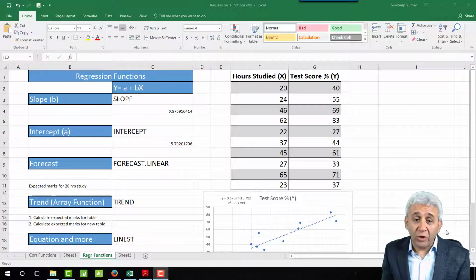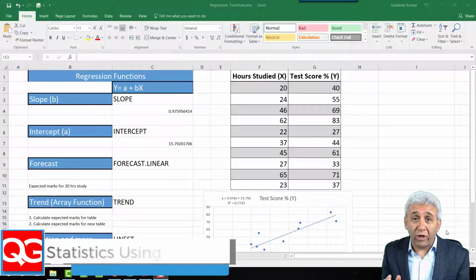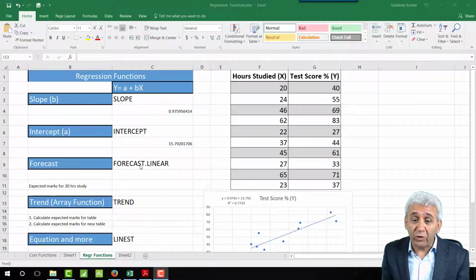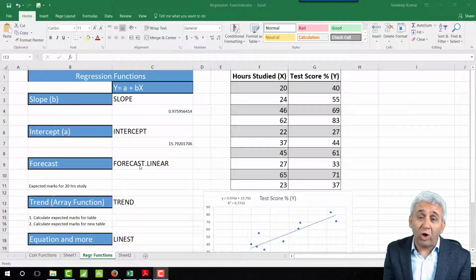In the previous video, we talked about two functions, which were SLOPE and INTERCEPT. Now let's look at this function in this particular video, which is FORECAST.LINEAR. What does this function do? This function will forecast the value of y for a specific value of x.